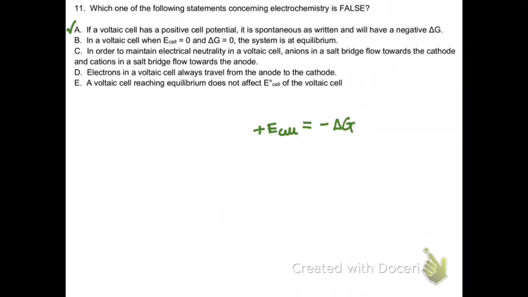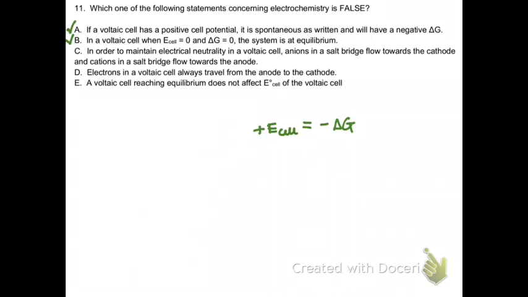All right, the next one says, in a voltaic cell, when E cell equals 0 and delta G equals 0, the system is at equilibrium. That is indeed, ding, true. So we know if delta G is equal to 0, that means that a reaction is at equilibrium. Likewise, if E cell equals 0, that means that there's no more net transferring of electrons. It would also mean a dead battery.